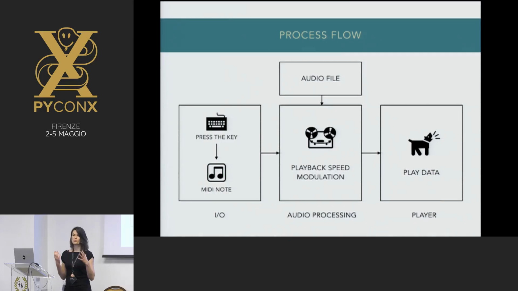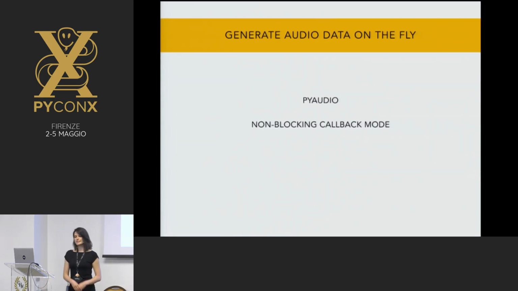Okay, so let's get back to our process flow and see what we've gathered all together. So now we know how to translate a pressed key to a MIDI note in the I/O unit. We know how to read an audio file, figure out what the playback speed is going to be of this file, how to apply modulation, and now we need to know how the player deals with playing back our sample. So we basically want to turn the array of manipulated data back into something that an audio driver can pass on to the speakers.